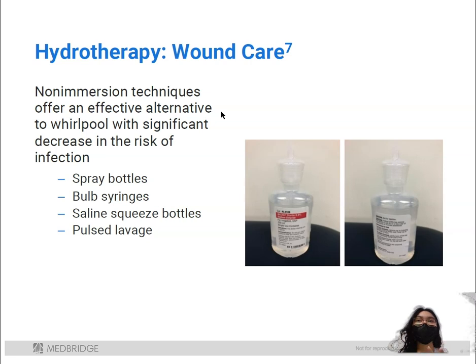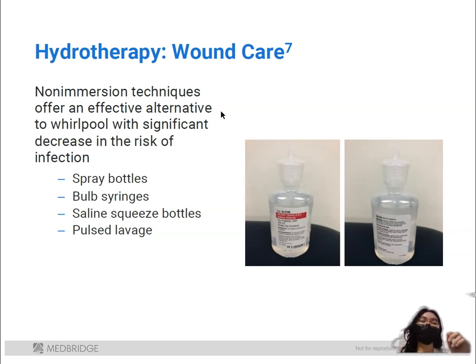Next would be the non-immersion techniques, for your wound care. Dahil nga medyo we wouldn't really recommend na the use of whirlpool, ito yung mga alternatives natin, okay? Which has a decreased risk of infection, like your spray bottles, bulb syringes, saline squeeze bottles, and your pulse lavage. Okay? Si pulse lavage, meron siyang high pressure. So, out of these 4, siya yung huling option natin.